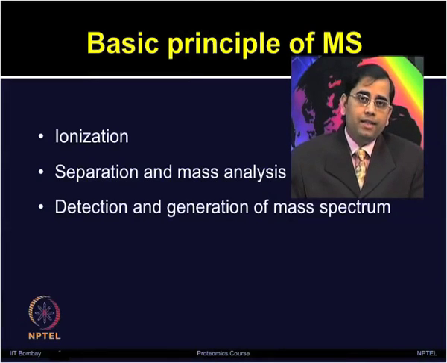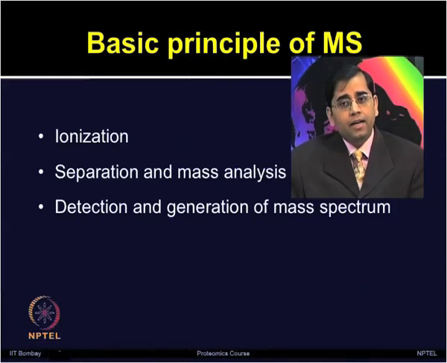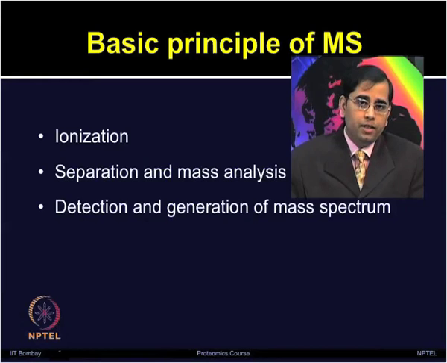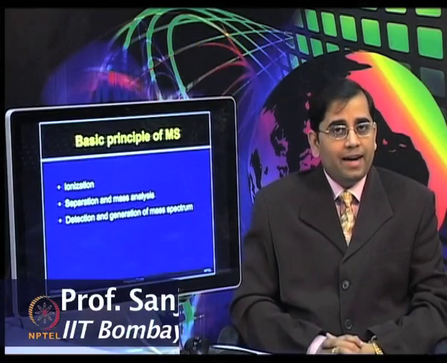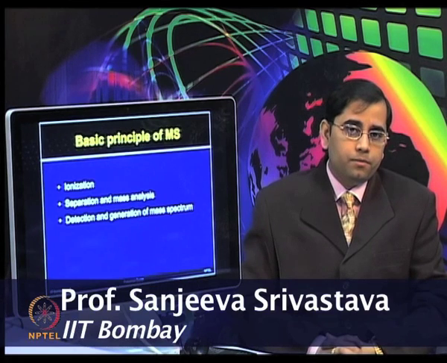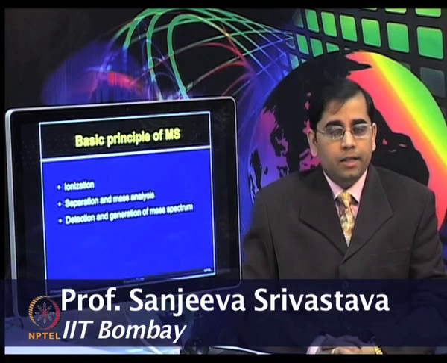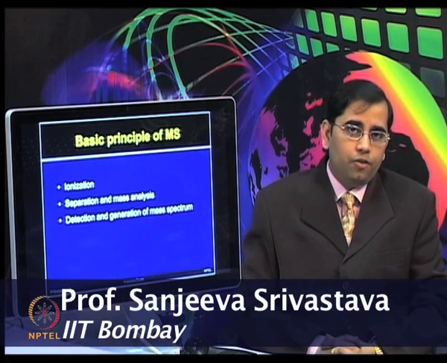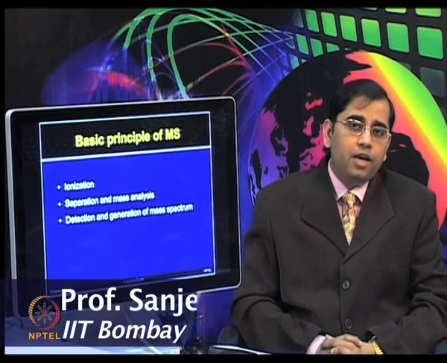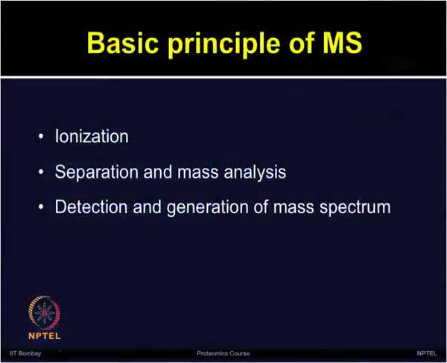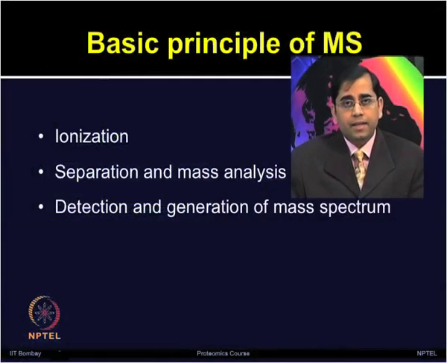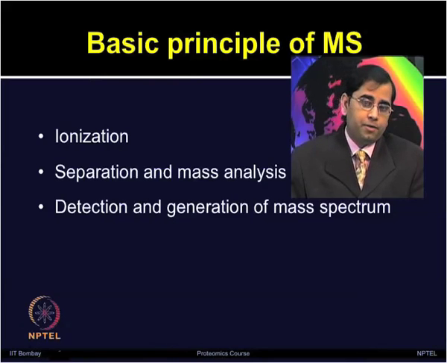The first step is ionization, to convert analyte molecules or atoms into gas phase ionic species. It removes or adds electrons or protons. The second step is separation and mass analysis of molecular ions and charged fragments on the basis of mass to charge ratio. The final step is detection and generation of the mass spectrum. These are the main steps involved in mass spectrometry operation.